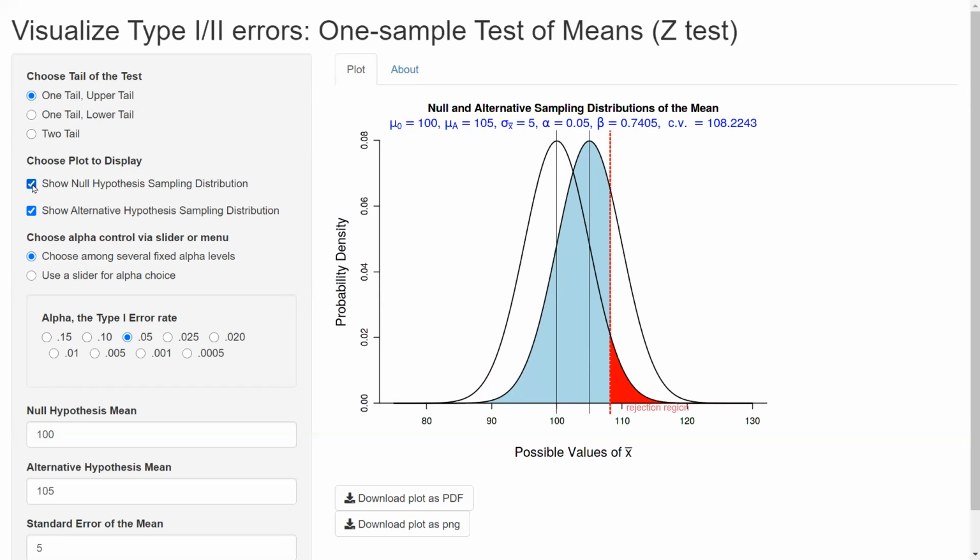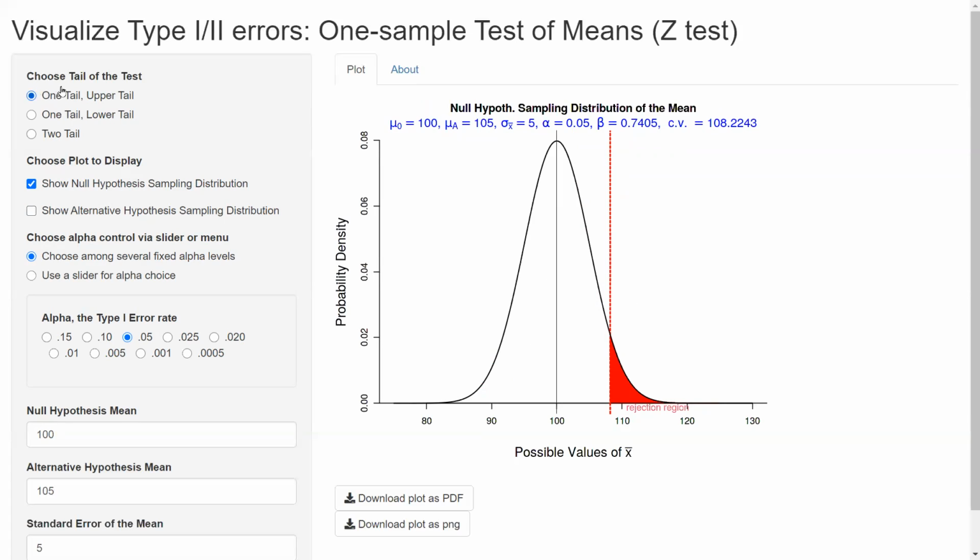Here you can toggle between the different plots. It might be confusing because this all looks like one plot on the right, but there are actually two distributions overlapping, and that's kind of complicated. Each of these distributions represents the null hypothesis and the alternative hypothesis. Let's turn off the alternative hypothesis for a second, so now we're just looking at the null hypothesis distribution.